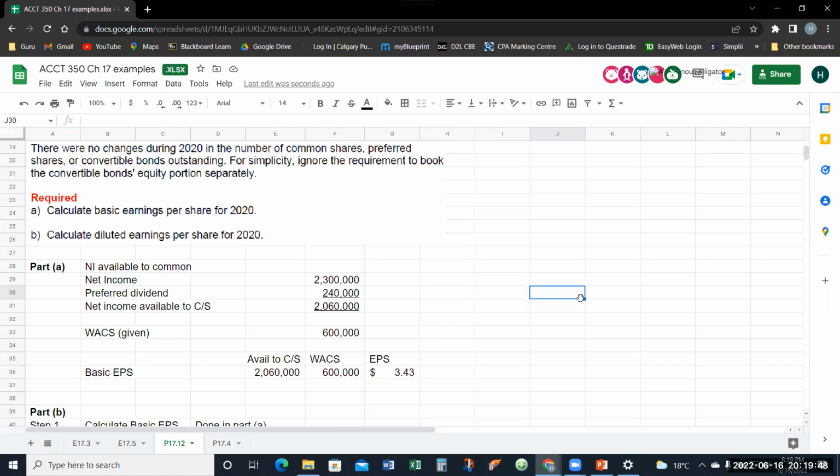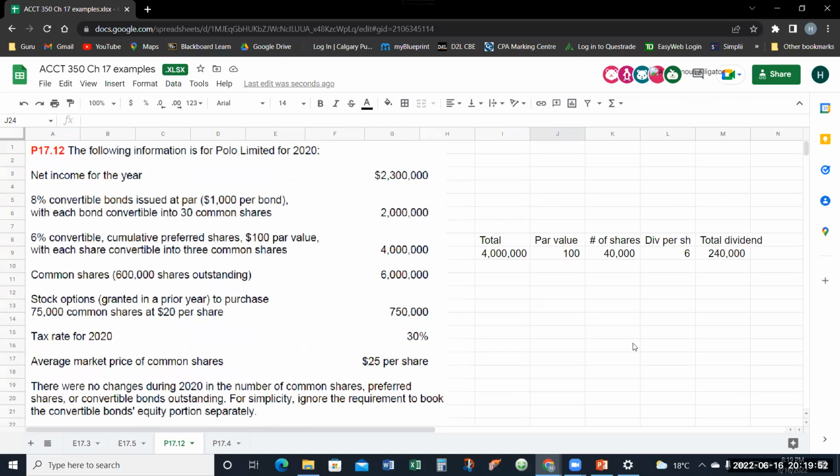Hi. So for the preferred dividend, it's 6% convertible, but you have the dividend per share as 6. Would that not be a percentage? Oh yeah, it is a percentage. So you could just multiply 6% of 4 million, which gives you 240,000.